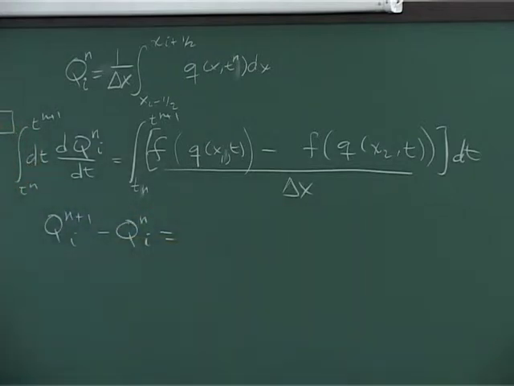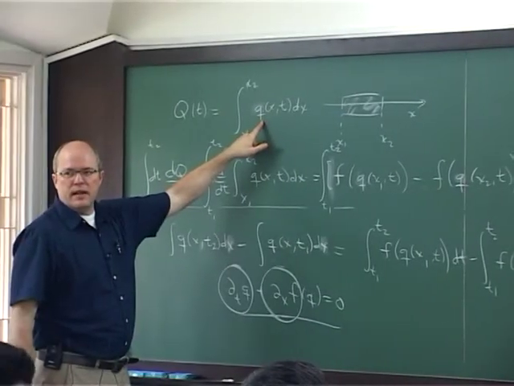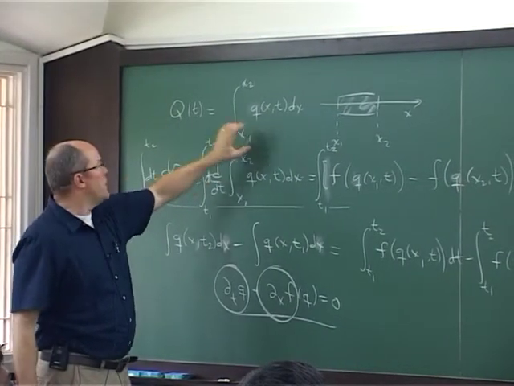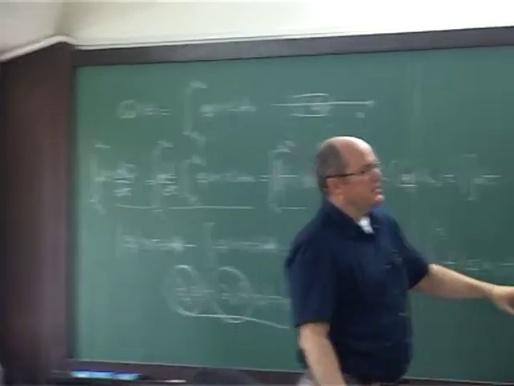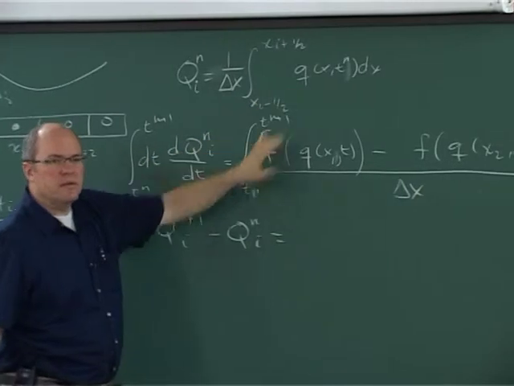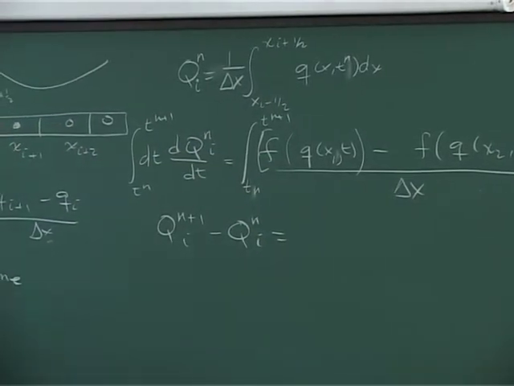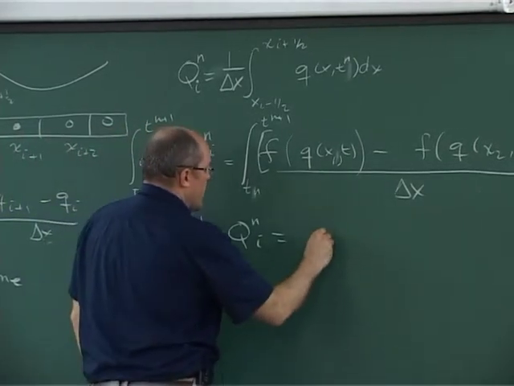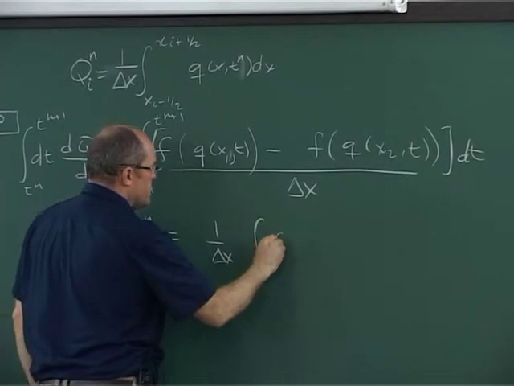So the difference is, in this case, q here is a density. It has units of whatever capital Q has divided by length. In this case, they have the same units, right? So there's my delta x. I integrate this in time. I'm going to have a 1 over delta x. And I have now these integrals of this.